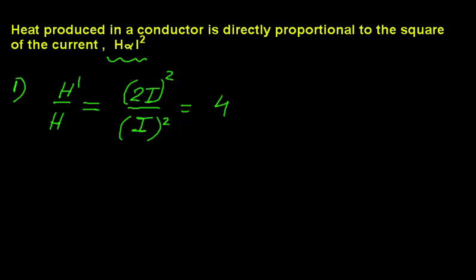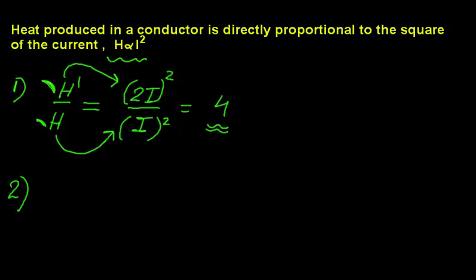So friends, if the current is doubled, this is the final value and this is the initial value. For final heat, the final current value is this, and for initial heat, the initial current value is this one. So if current is doubled, then the new current becomes 2I, and so if we double the current, then the heat produced becomes 4 times. We saw here the final and initial heat; if we divide final and initial heat, the ratio will be 4. So this shows that if current is doubled, the heat will become 4 times.